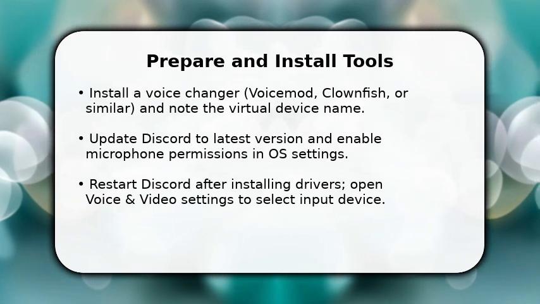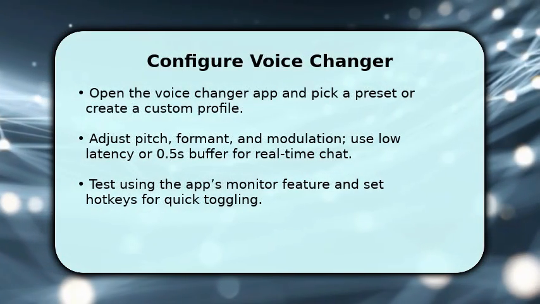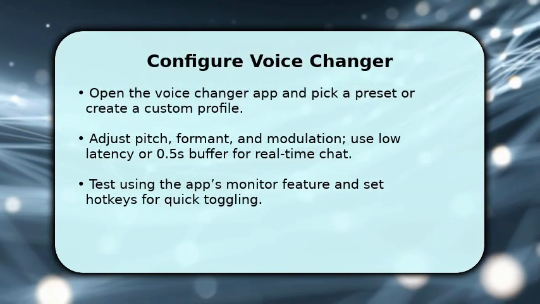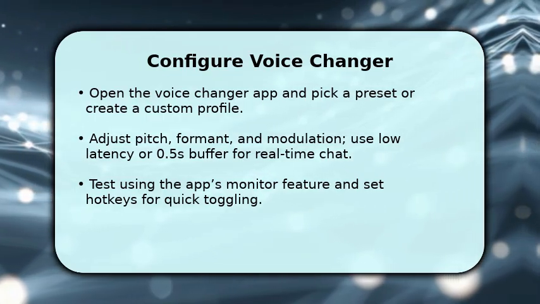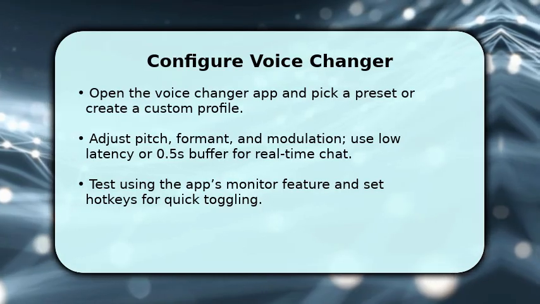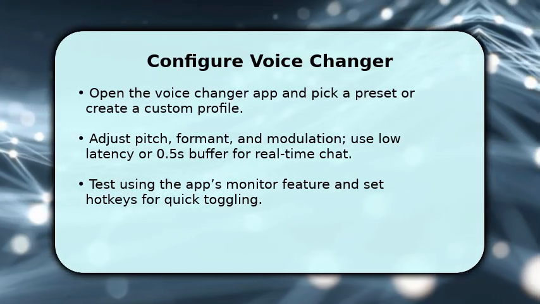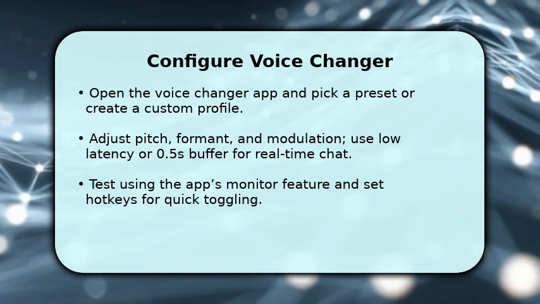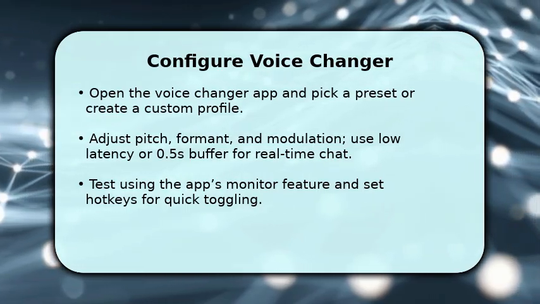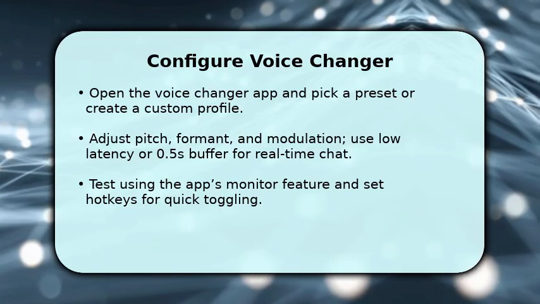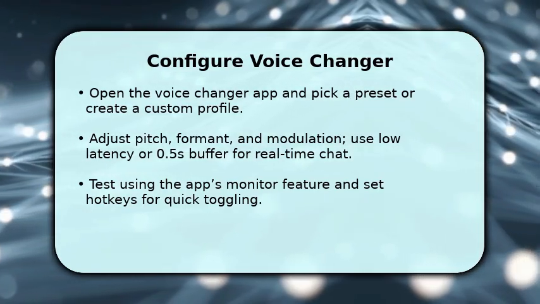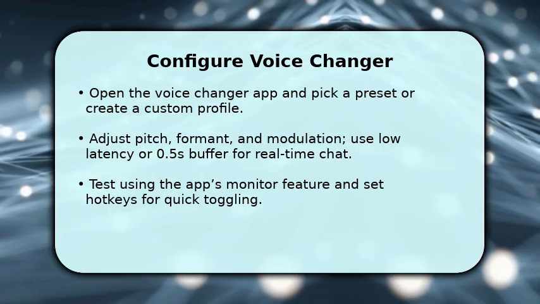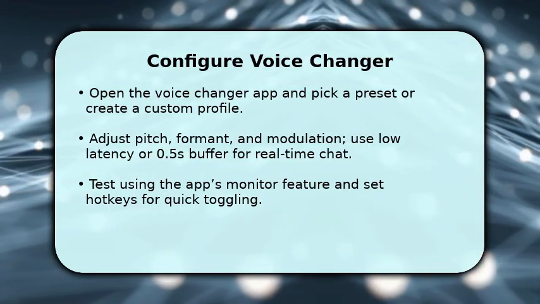Once the virtual device is selected in Discord, switch back to the voice changer and configure your sound. You should pick a preset or build one by adjusting pitch and formant controls. Lower latency, or a small 0.5-second buffer, keeps your voice natural in live chat. Use the app's monitor to listen and tweak levels until clarity and character are balanced. Also assign hotkeys for toggling or switching presets on the fly, so you can react quickly during conversations without hunting through menus.